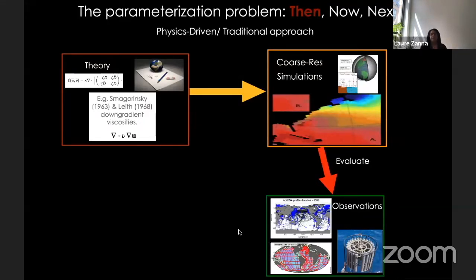Okay, so that's the way people have been doing it, what I call the traditional approach or the physics-driven approach. What people do is we start with theory. We said, well, eddies usually mix things around. So mathematically, you can write them as something that looks like diffusion, with a parameter in front of it. That's basically a physical understanding of what the processes are doing in a bulk approach.